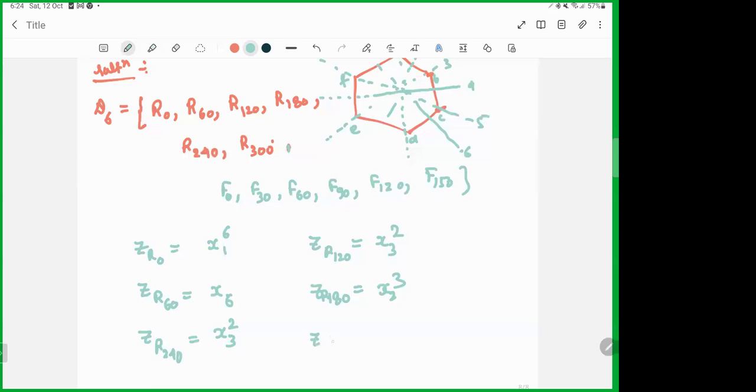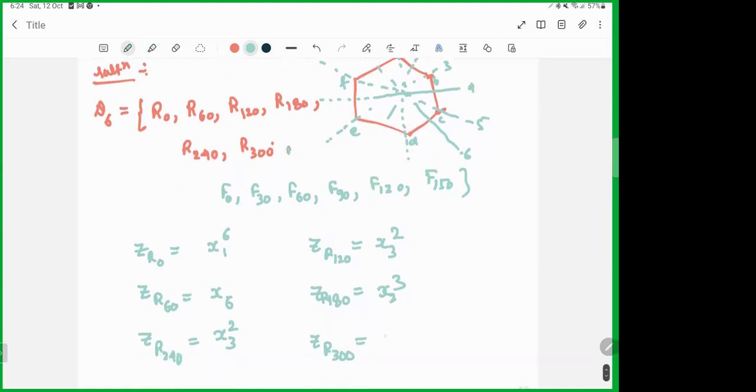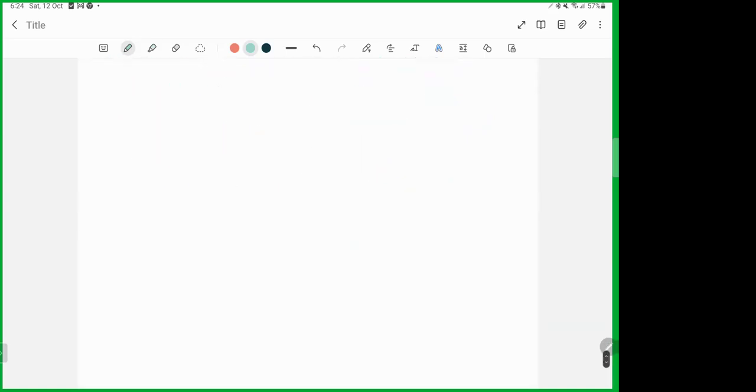Then rotation by 300. So what is this? This will be a one six cycle basically, so x6. So what is the cycle index polynomial?